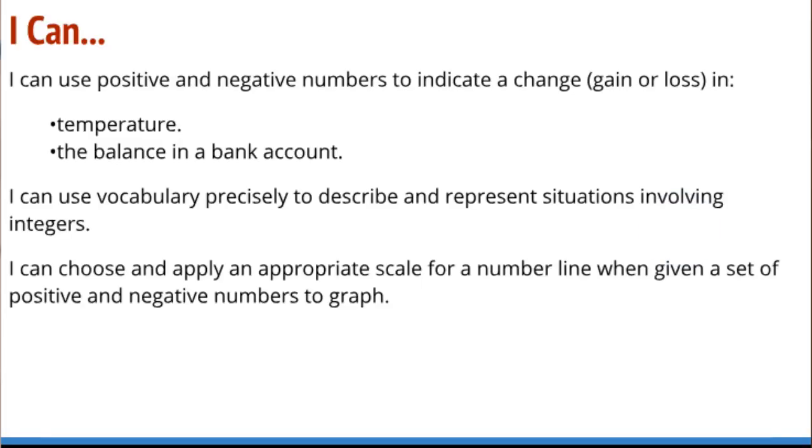All right, I can statements. I can use positive and negative numbers to indicate a change, a gain or a loss, and temperature and the balance in a bank account. I can use vocabulary precisely to describe and represent situations involving integers. I can choose and apply an appropriate scale for a number line when given a set of positive and negative numbers to graph. So kind of a grab bag of different concepts today.